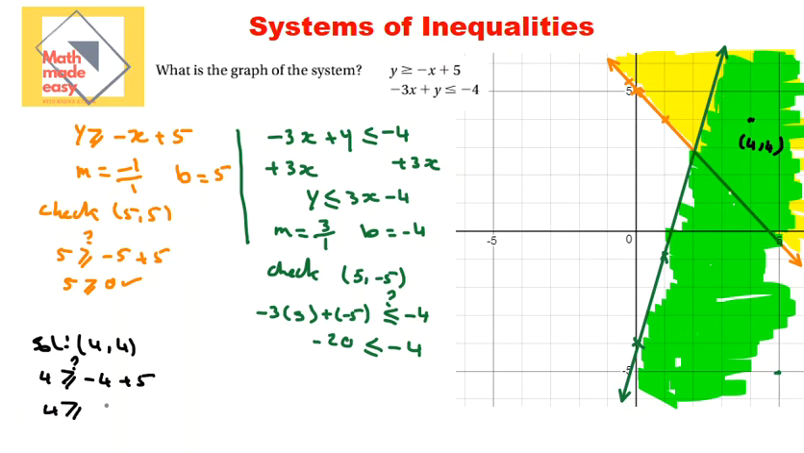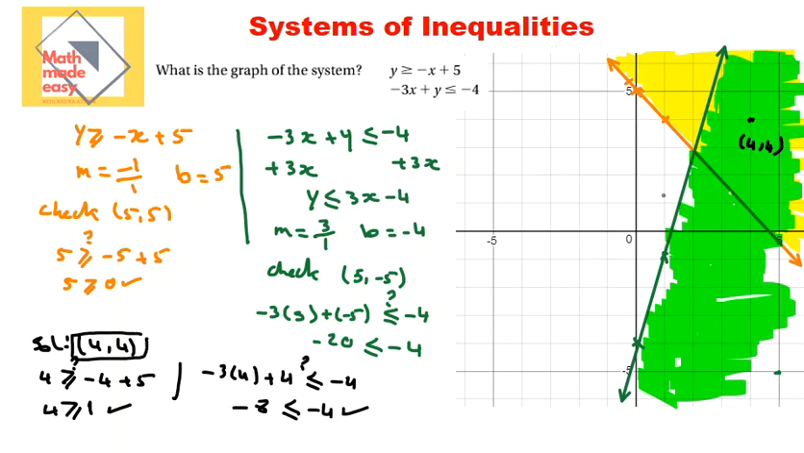4 is greater than or equal to 1. So yes. Again, let's check in the other inequality. Is -3 times 4 plus 4 less than or equal to -4? Well, -3 times 4 is -12 plus 4, that's -8, and -8 is less than -4, then yes. So the point 4 and 4 is a solution because it is in the shaded region with both colors, the intersection between both shaded regions. Any point in this area is a solution for the system.